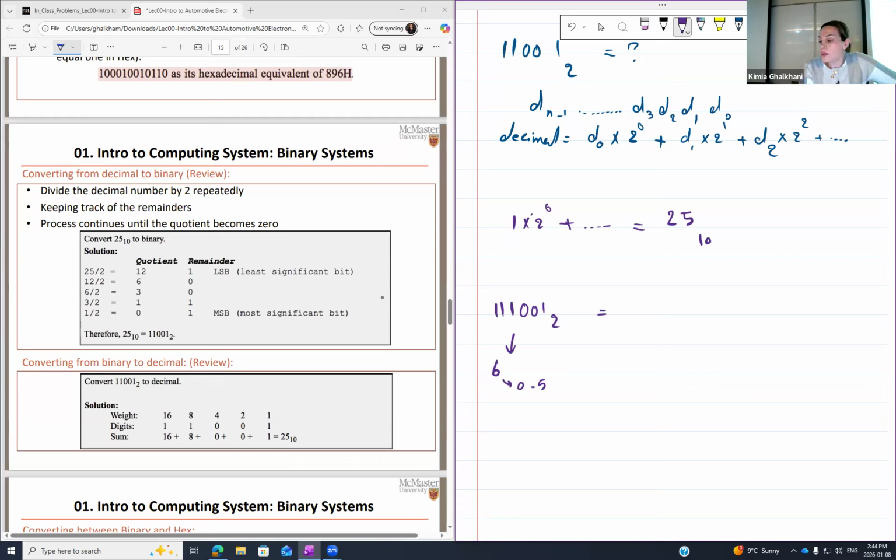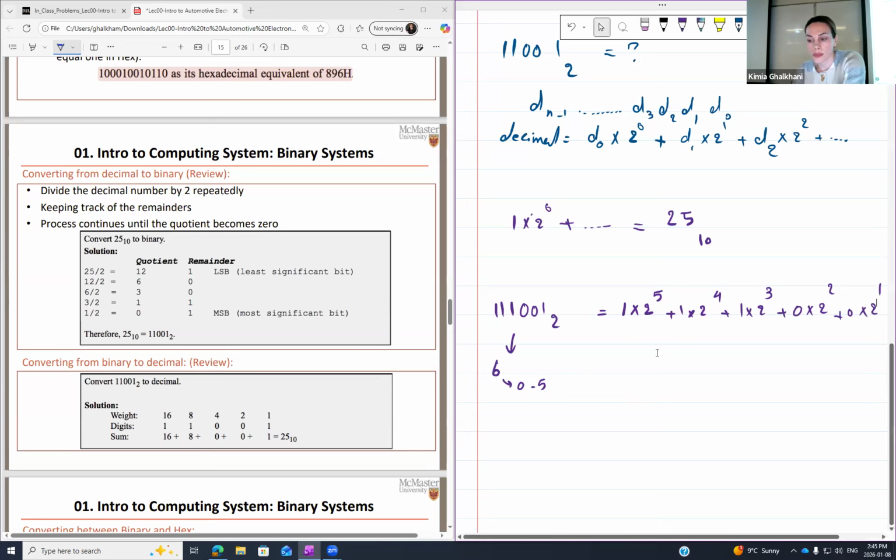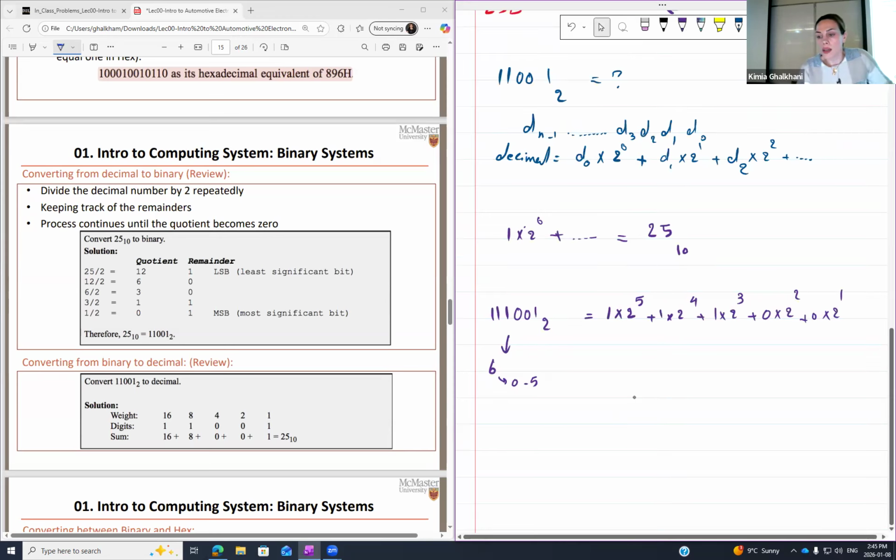So let's do it. I'm going to say now, I have 1 times 2 to the power of the maximum, which is 5, because I have 6 digits, so the maximum becomes 5, plus 1 times 2 to the power of 4, plus 1 times 2 to the power of 3. And then I've got a 0 in here times 2 squared. And then another 0 times 2 to the power of 1. A bit more space in here. And then the last one is going to be 1 times 2 to the power of 0.